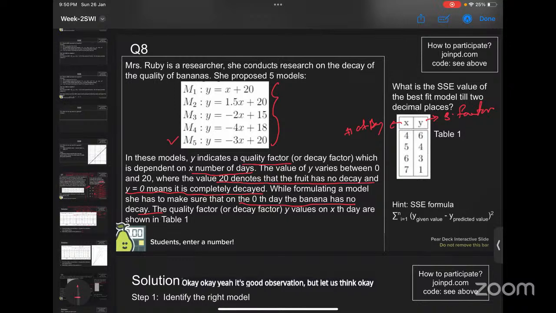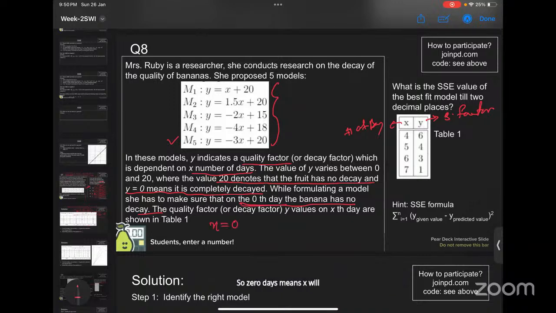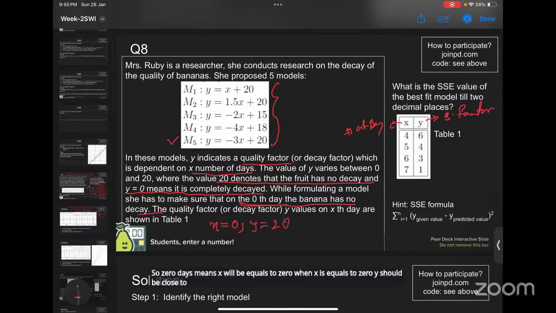So the thing is, I have to make sure that on the 0th day, the banana has no decay. So 0 days means x will be equal to 0. When x is equal to 0, y should be equal to 20, right? No decay means y should be equal to 20. So this is our first condition.